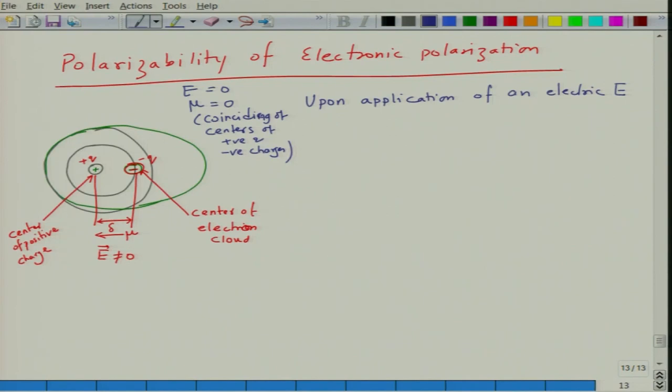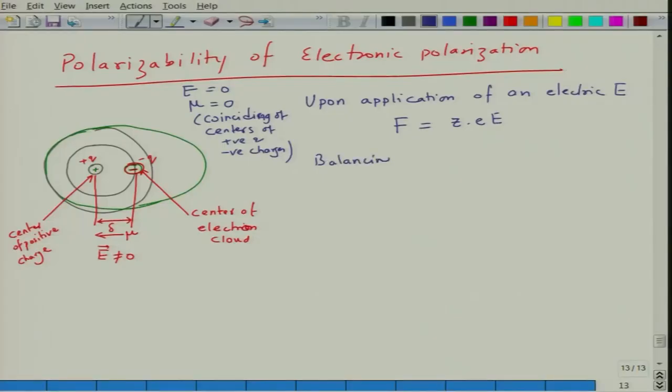what will happen is you will create a force. This force F is Z into E, okay. So, as a result, you will have forces on the two charges. You will separate them by a distance, let's say delta or D, whatever you may call it. But this force that you apply by applying electric field, there is a coulombic force of attraction as well, because they have to be held together. You can't rip them apart. There is a coulombic force of attraction.